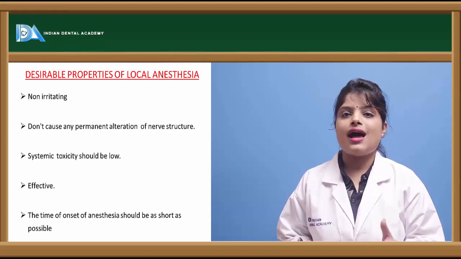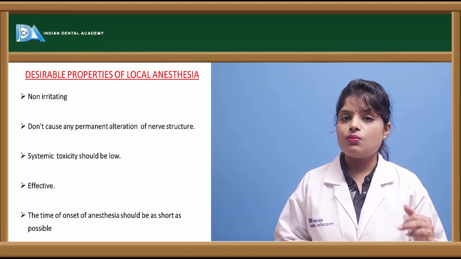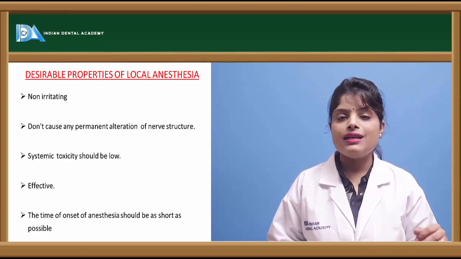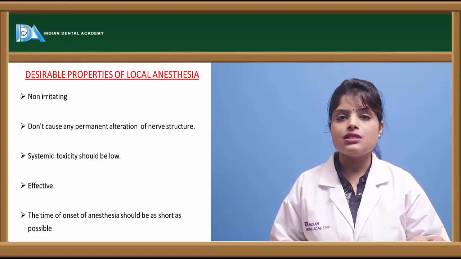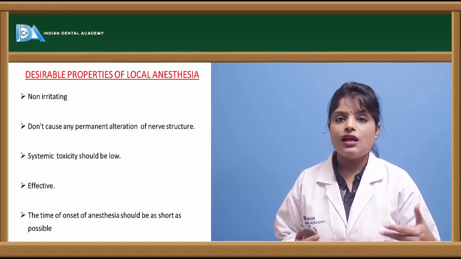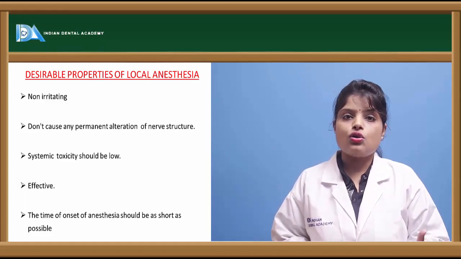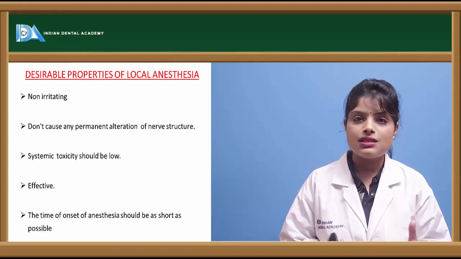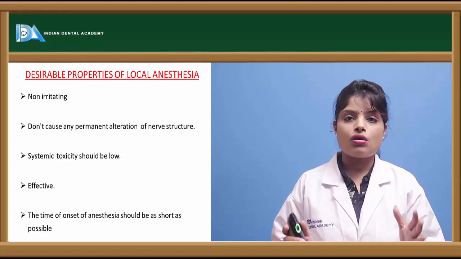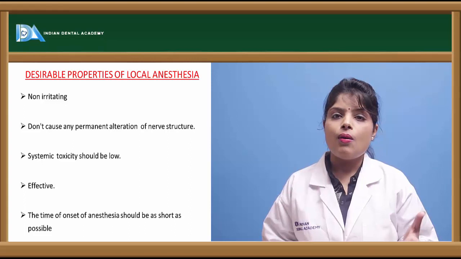Now, what are the desirable properties of a local anesthetic? First of all, and most important, it should be biocompatible. It should not be irritable to the tissues in which the local anesthetic solution is injected. Next, it should be non-toxic to the tissues. It should not pose any systemic toxicity, or any after effects or consequences in the body.